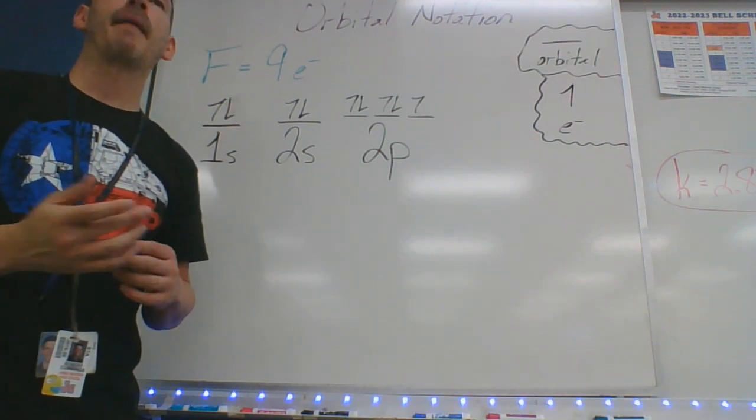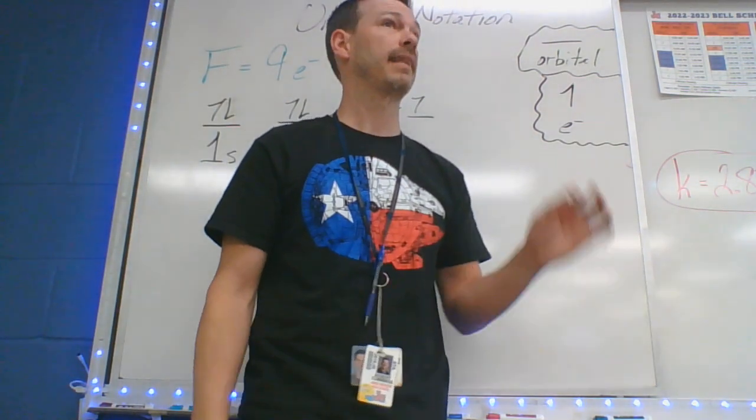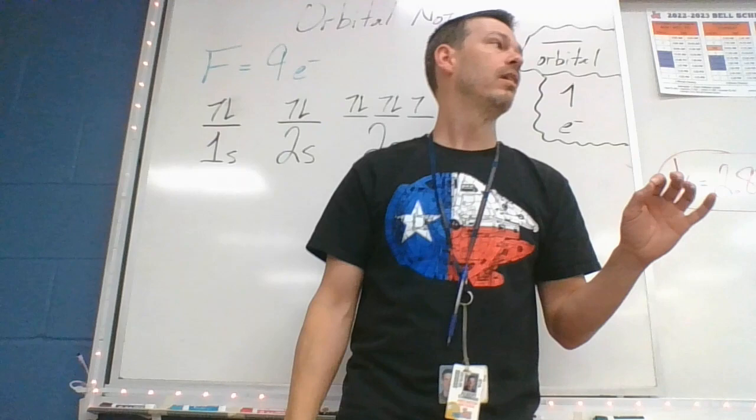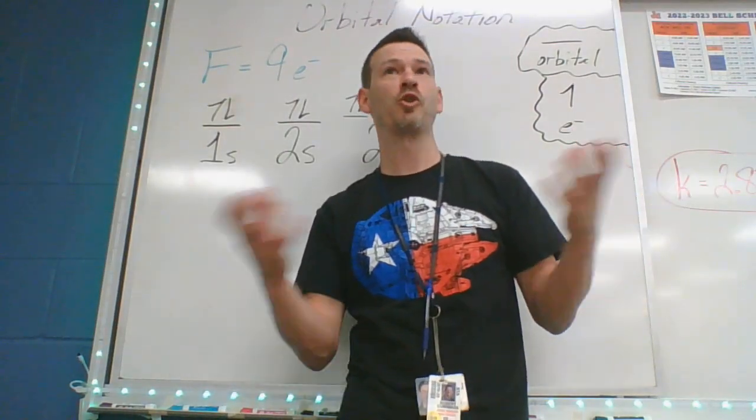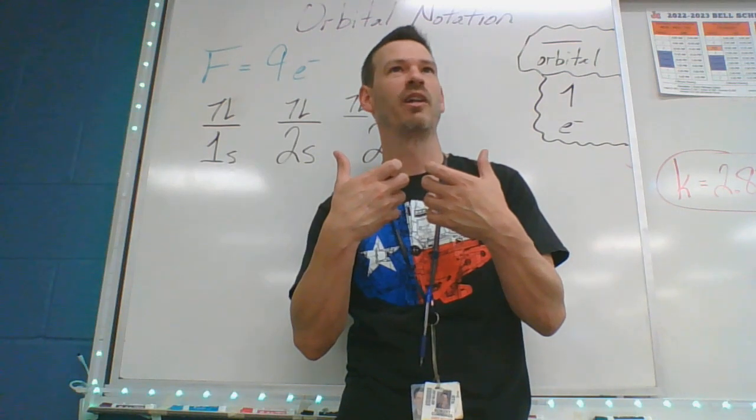Now, if you're wondering why that happens, why do they go singly before doubly? Turns out electrons hate each other. Like they really hate each other. All right. Like when two of your ex-girlfriends show up at the same party, right? They're going to go to different rooms instead of hanging out together, right? Unless you're in a lot of trouble.